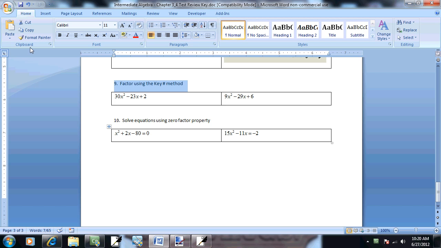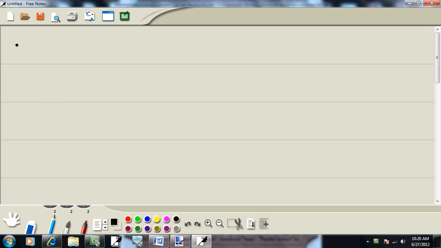Okay, so for our first example here, we got 30x squared minus 23x plus 2. There's no GCF. Grouping, 4 or more terms? No, it doesn't fit. PST's close, but there's a number in front of the x squared. Key number. X squared, x, no x. There's a number for the x squared.